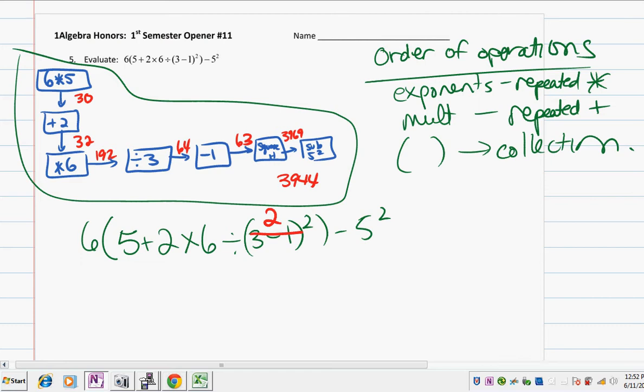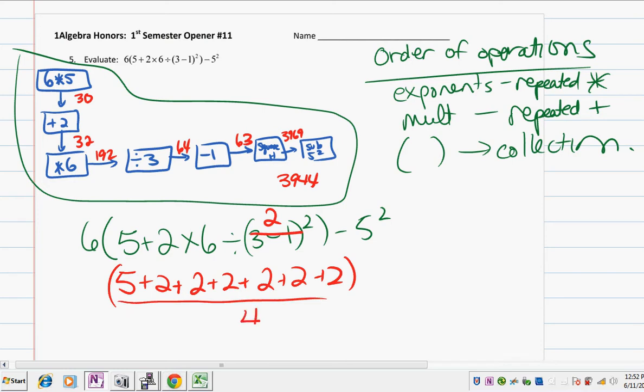And likewise, if we start breaking this down, if we're doing 2 times 6, we're saying this is 5 plus 2 plus 2 plus 2 plus 2 plus 2 plus 2. So we're taking that whole thing and we're dividing it by 2 squared, which is 4. And then subtracting 5 squared, which is 25, and multiplying that by 6. So the point is there's lots of orders that we can do things.